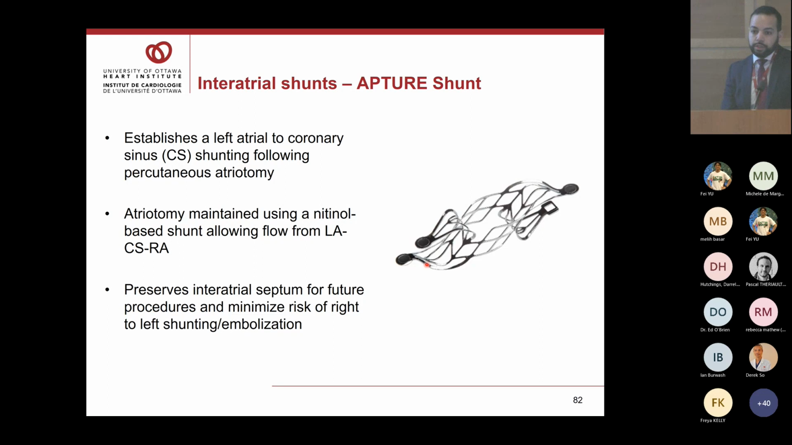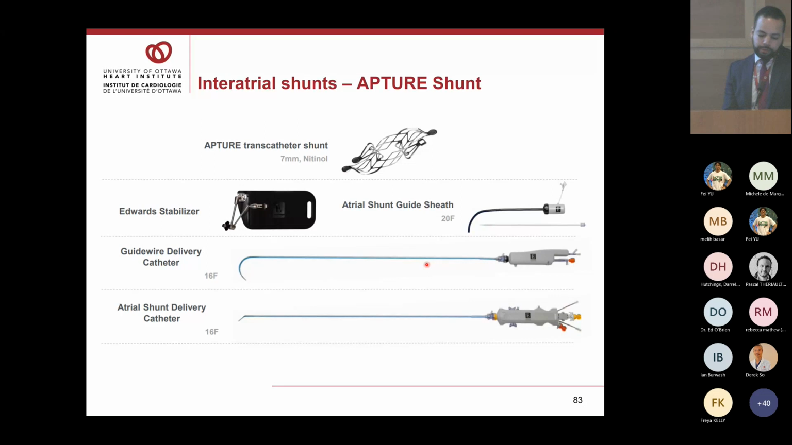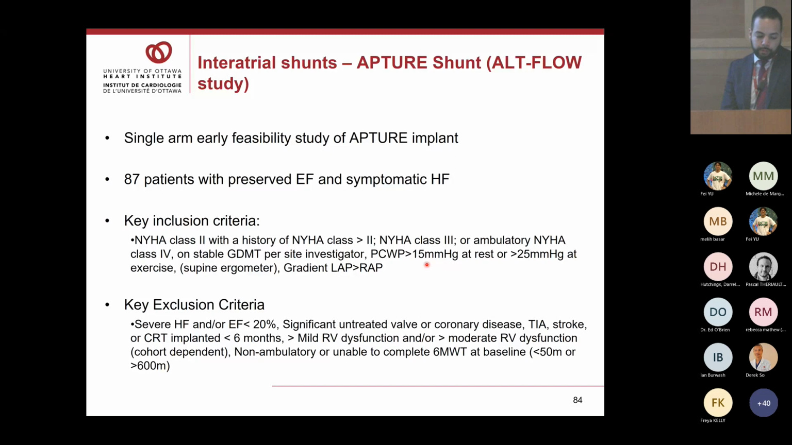And I'll show you the results from the early feasibility study for this device. So this is just the equipment. This year, they recently published the single arm feasibility study for this implant. So they took 87 patients with preserved EFs and symptomatic heart failure and implanted the device.